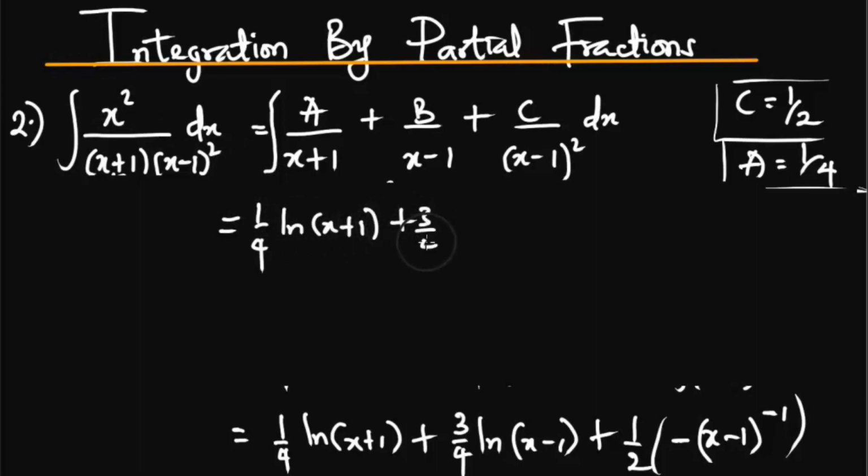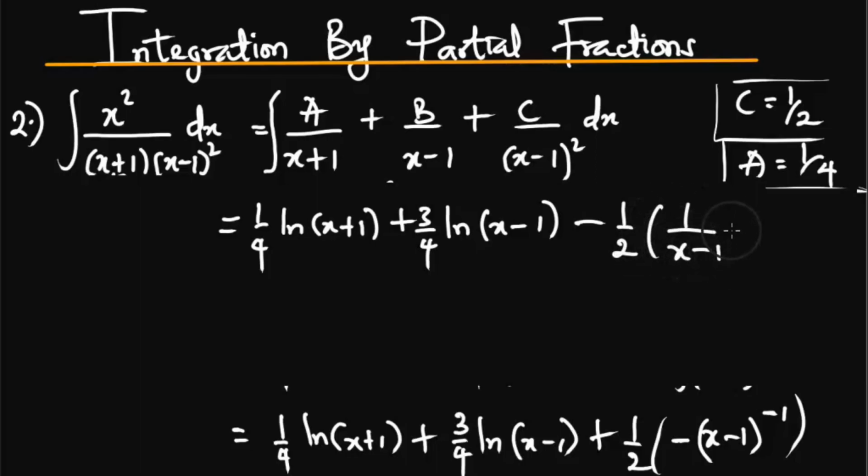plus 3 over 4 ln x minus 1 minus 1 over 2 into 1 over x minus 1, right, bringing down x minus 1, okay, and then plus c. Okay, so this is it, very simple.